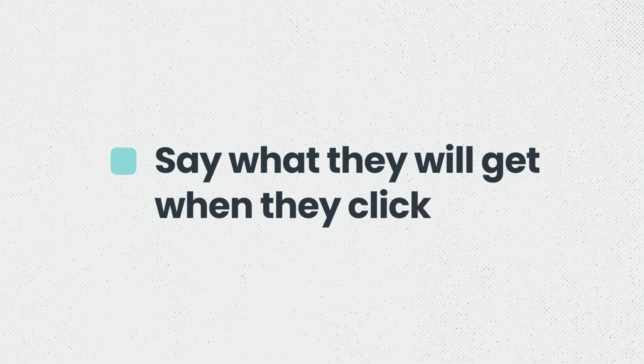And then the last tip, say what they will get when they click on it. So don't keep it too vague. Every CTA will be the same. Don't do it. I like to vary a lot because you never really know what people will click. So I will vary a lot.